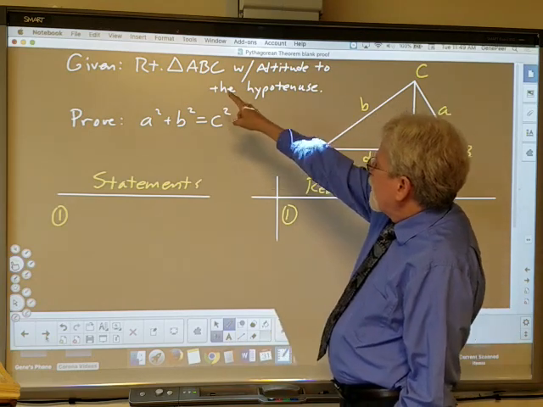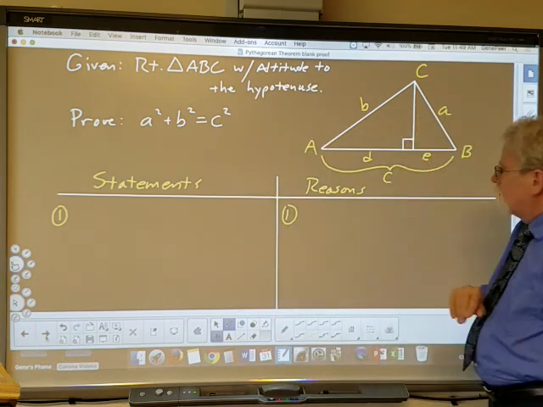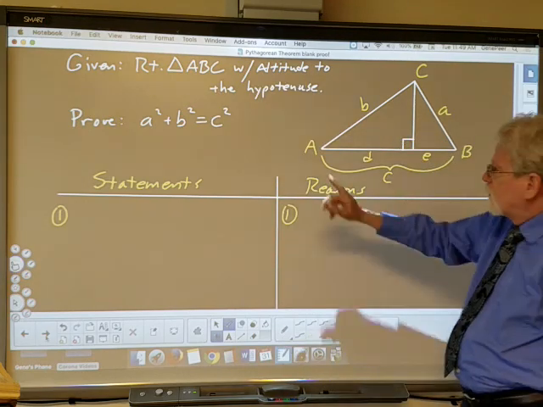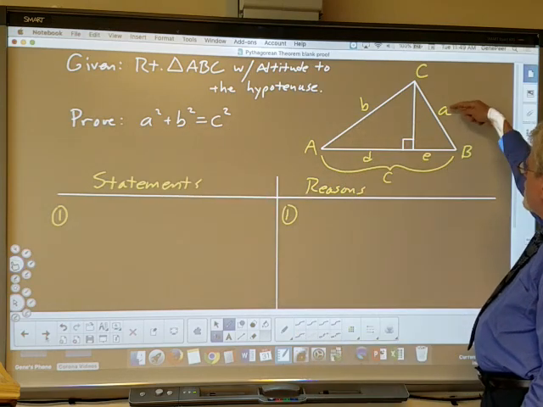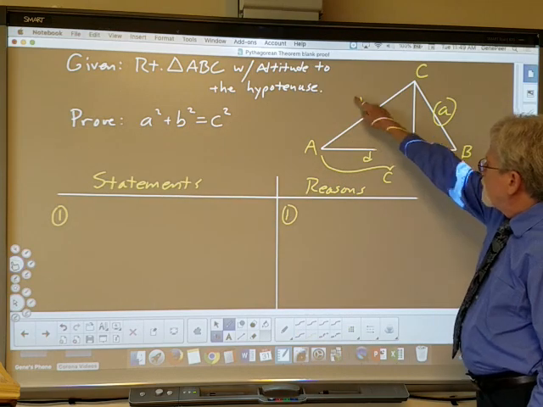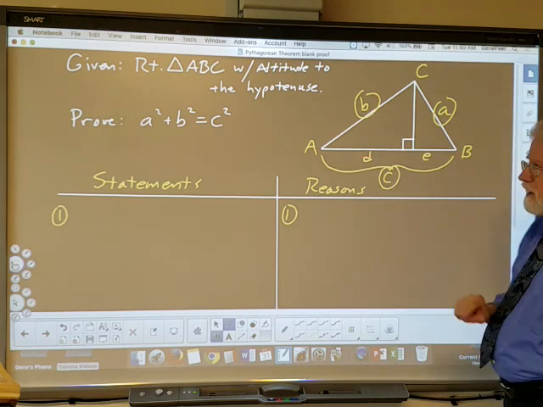So the given is we have right triangle ABC with altitude drawn to the hypotenuse as illustrated. We're trying to prove that a squared plus b squared equals c squared, c being the entire hypotenuse.